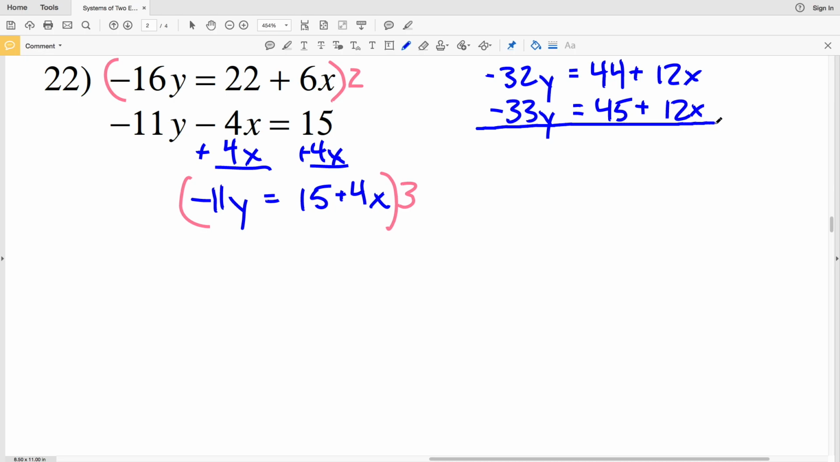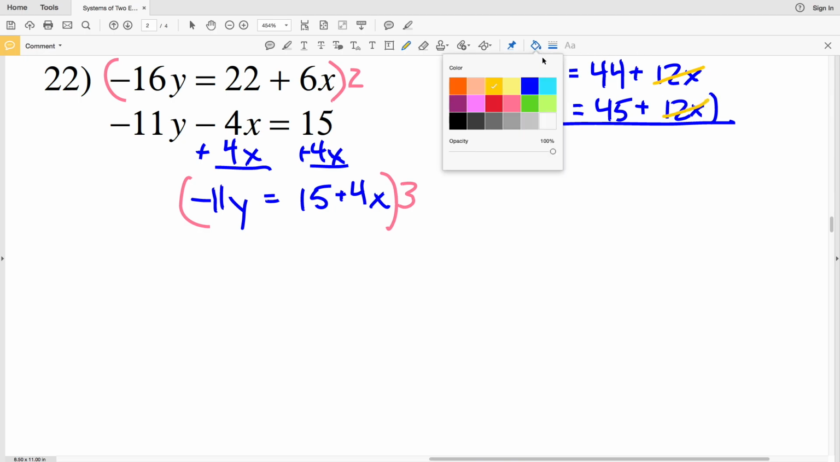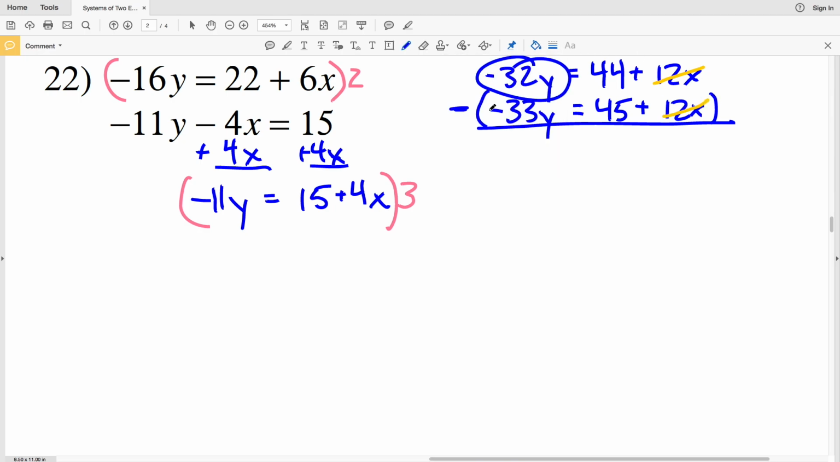Now, in order to cancel out my 12x's, I'm going to need to subtract. 12x minus 12x is 0. Negative 32y minus negative 33y is negative 32y plus 33y, which is a positive 1y, or simply y, and that's going to be equal to 44 minus 45, which is negative 1. So we have that y equals negative 1. Therefore, I'm going to take that value of y and plug it in to any of my equations. Let's plug it in to this bottom equation.